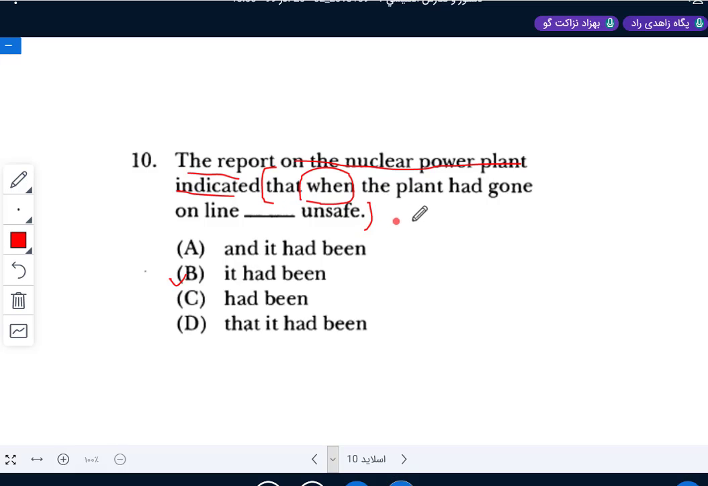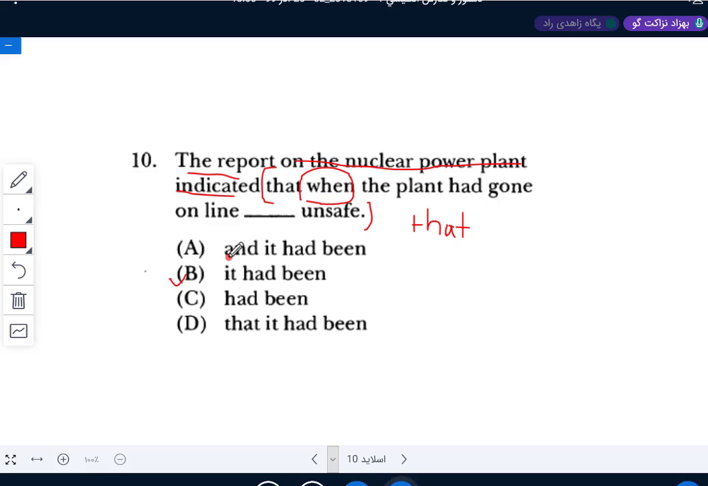You can add that to the beginning of any clause or sentence and make it either a noun clause or adjectival clause. Here it is a noun clause because it comes immediately after the verb and it is the direct object. So that when the plant had gone online, so here I have a subordinate clause connector, then it had been unsafe. This is the main clause. So choice B is the best choice.